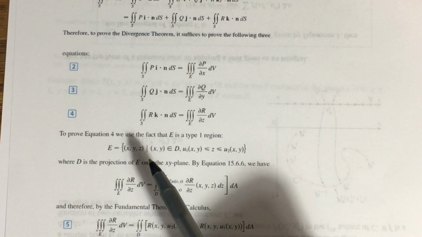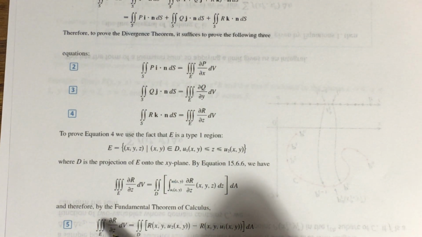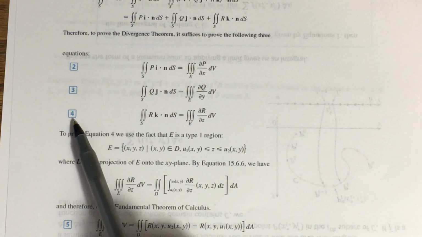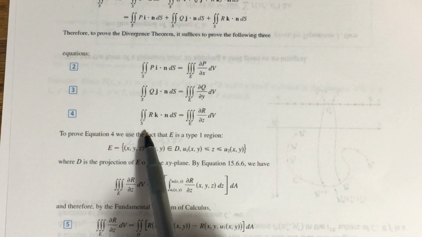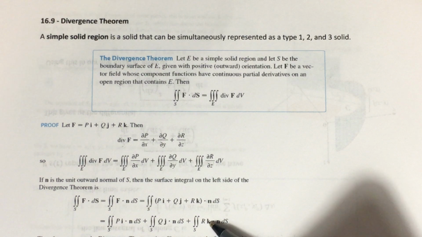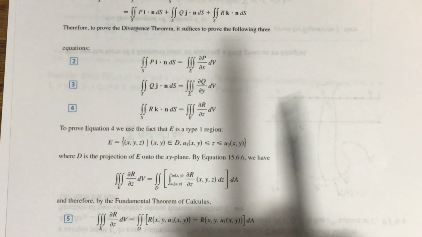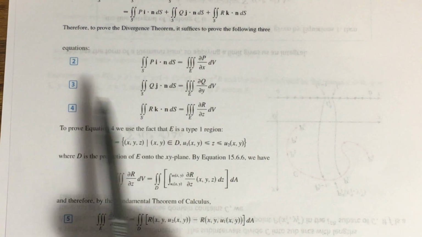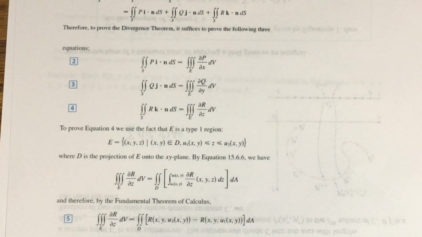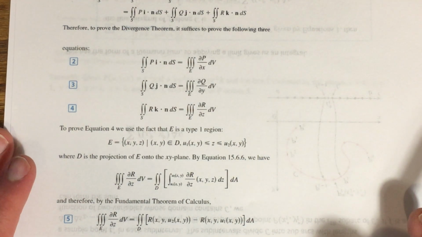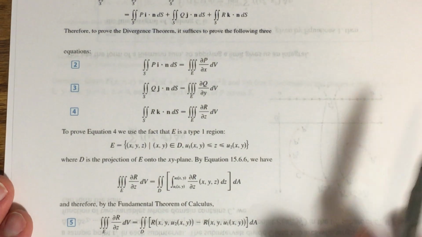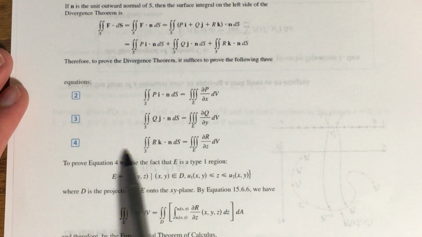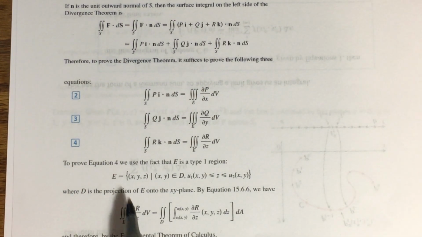But this is where it's really important that E be a simple solid region, because what we're going to do is prove this equation 4 right here, which is equating the last term here to the last term here. In order to do this, we need to use the fact that E can be represented as a type 1 region. If I wanted to go through and prove equations 2 and 3, I would need to use the facts that E can also be represented as a type 2 or a type 3 solid. So that's why we had to make that assumption at the beginning that E is a simple solid region.